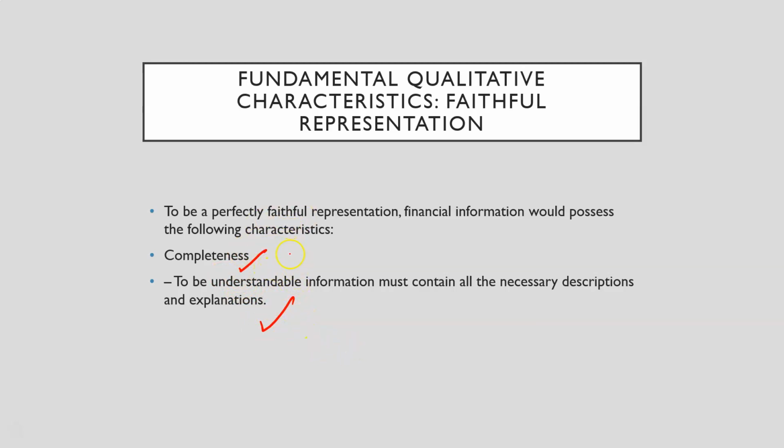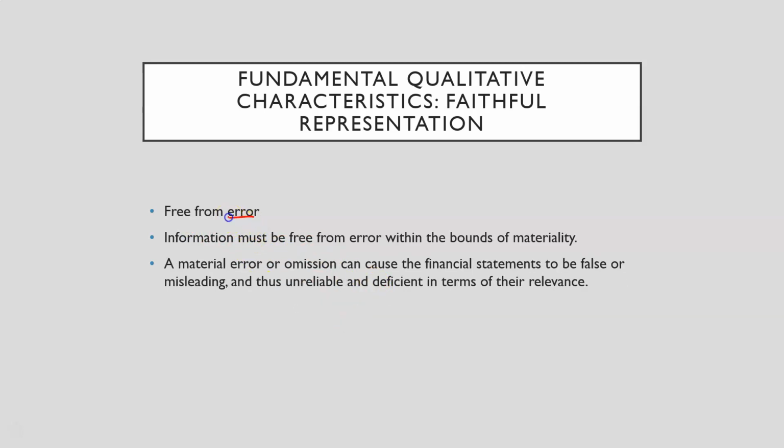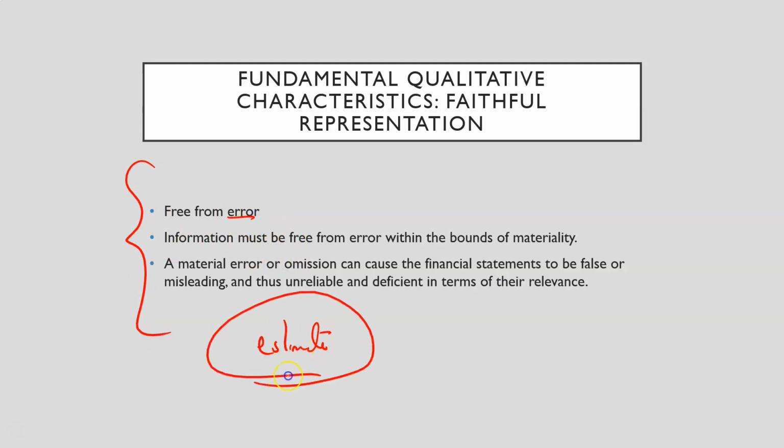And we talk about also being free from error. Again, neutrality, objectivity, free from bias, and of course free from error. Now, when we talk about error, let's be clear, we're not talking about perfect. If you're having an estimate, you can't have a perfect answer. So it's not about, I'll give you this perfect answer.